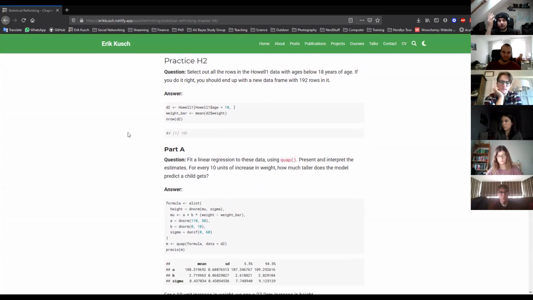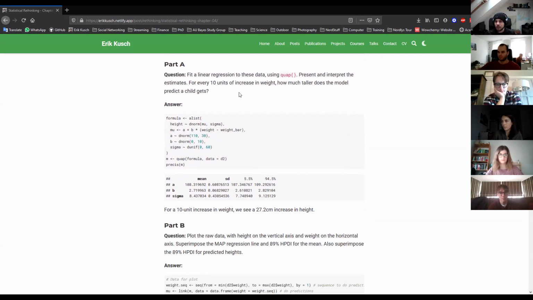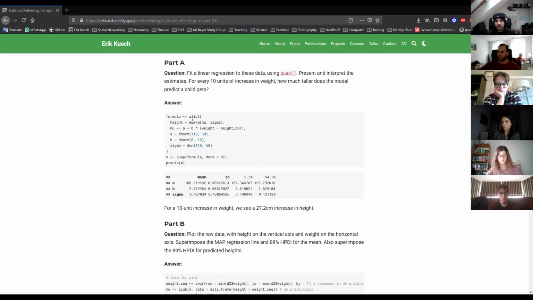So with hard question number 2, we select all of the rows where we just look at ages 18 and below. And then if we do this right, we only have 192 rows in it. Done that, subsetting should be clear to everyone. That works out. So then we have, I think it's 3 parts to this question. The first one is fit a linear regression to the data using QUAP, and then interpret the estimates, and then answer the question, for every 10 units of increase in weight, how much taller does the model predict the child gets?